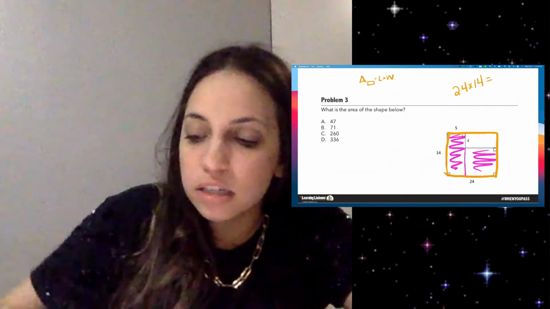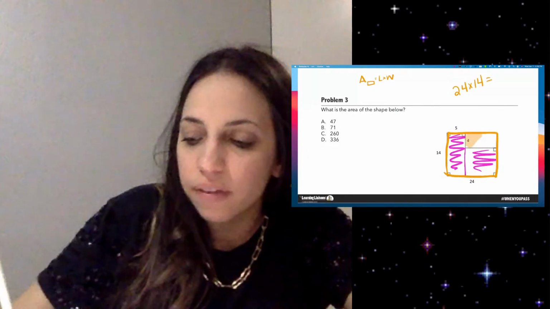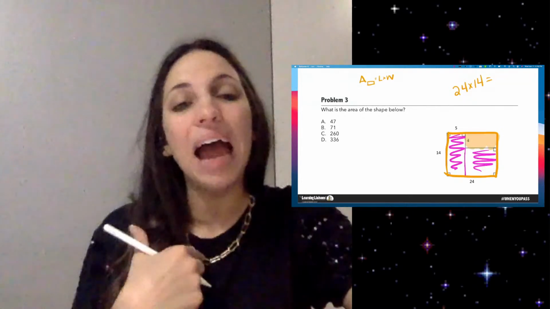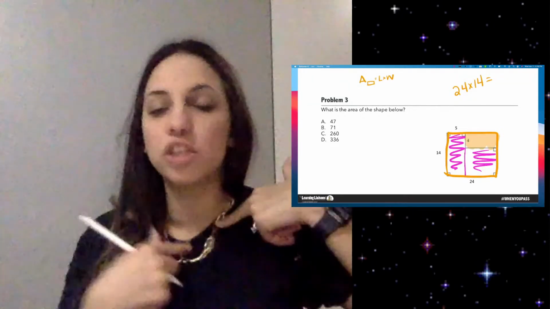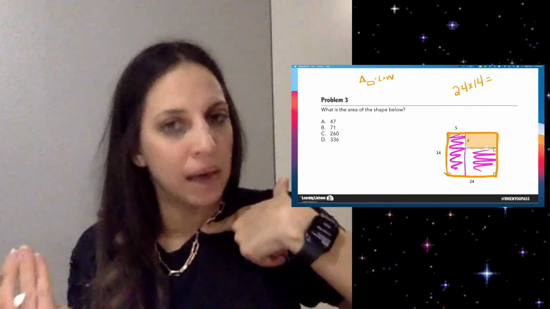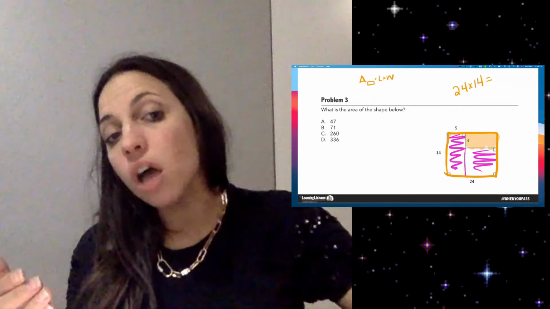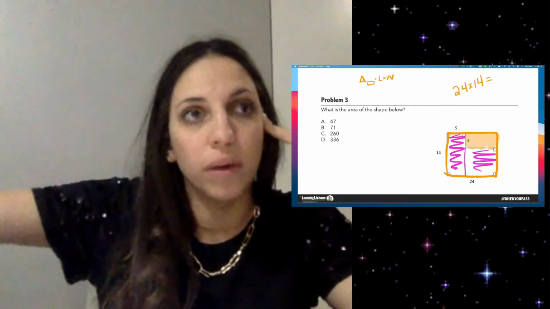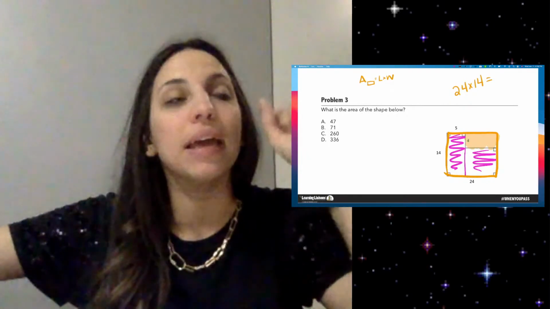And then subtract out this piece. There are 2 options on how to solve it. I prefer A plus B. That's just the way I usually solve composite area. You can solve it however you want. So if you're thinking I'm going to solve it using subtraction, run with it. And then we can compare answers.